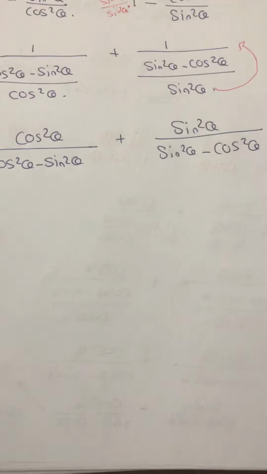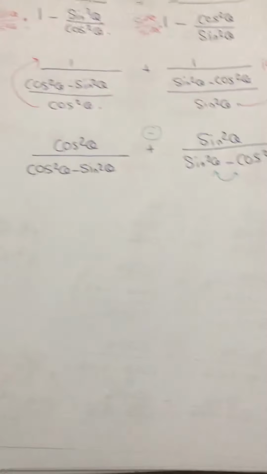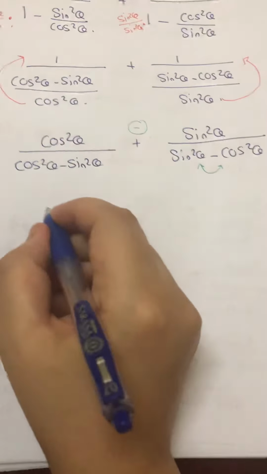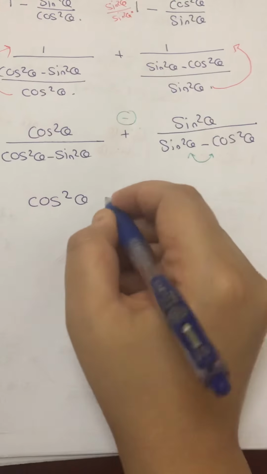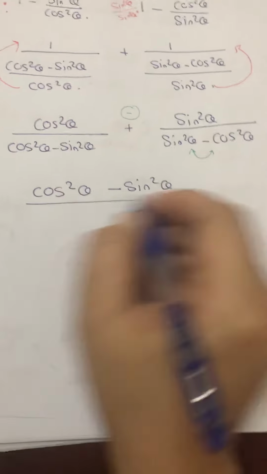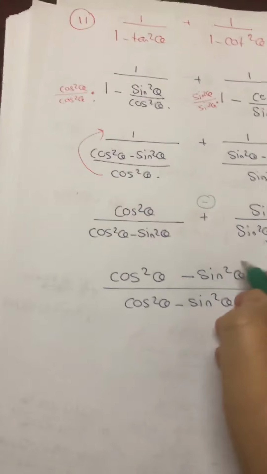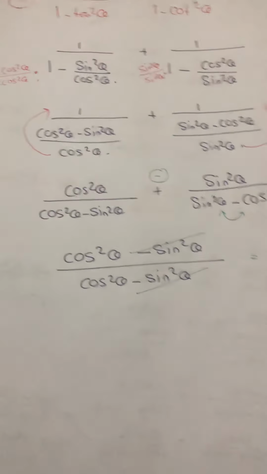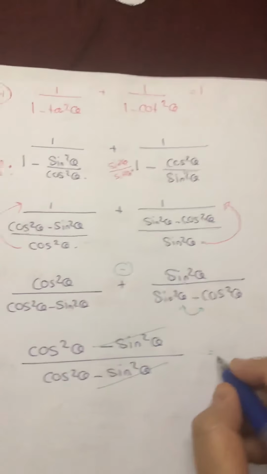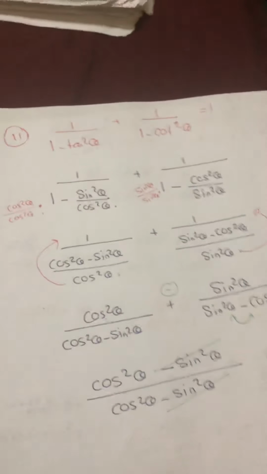I wish to add them, but the denominators are not equal. So I want to switch places over here, for example. So I'm going to change this to minus. So I will end up with cosine squared theta minus, I'll do it in one step, all over cosine squared theta minus sine squared theta. So what happened? Obviously this is the same as this, so your answer is 1, and I proved what they want. This is regarding question number 11.